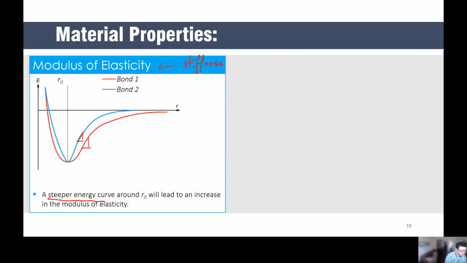In this particular case, bond 2 has a stiffer slope, so in order to separate it, it requires much more energy to do so. Similarly, that also means it requires much more force to actually separate these two atoms. And that goes back to why metals, for example, are far stiffer than polymers.